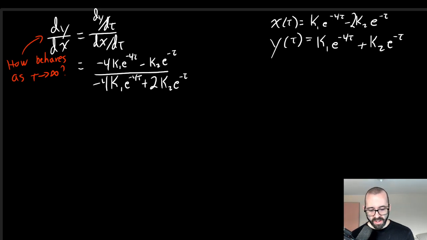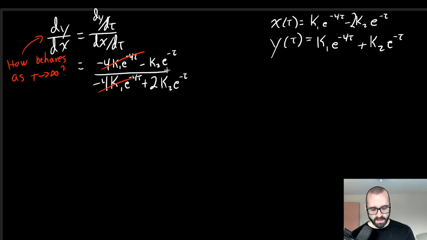Well, as t goes to infinity, both of these vanish. And these go to 0. We get 0 over 0. 0 over 0 is not very useful. We could use L'Hopital's rule, but that's also not going to be very useful because derivatives of exponentials are just more exponentials. It doesn't make things any easier.